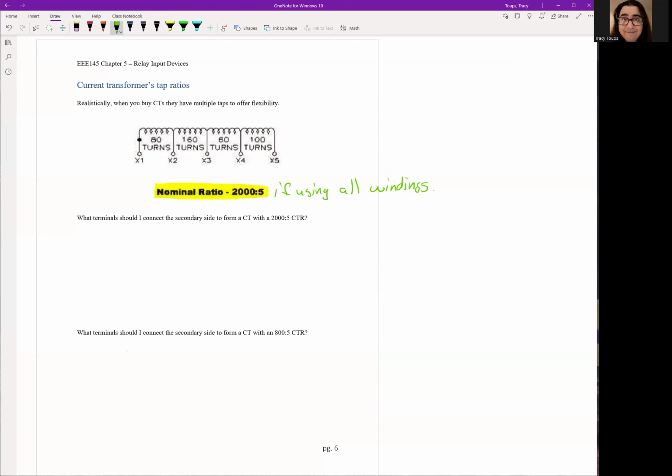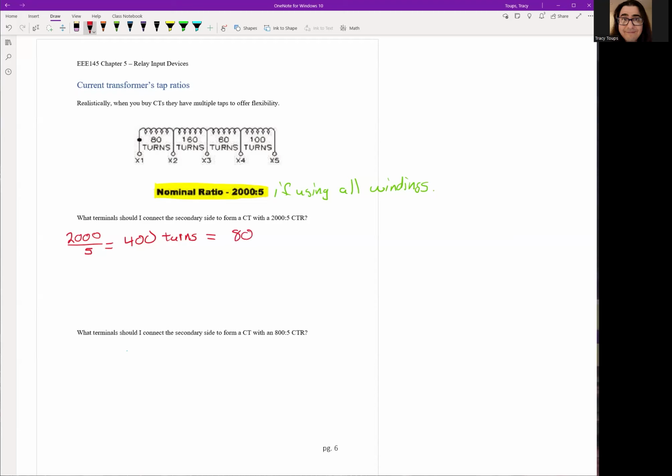Okay. Now, what do I mean by using all the windings? Let's find out. What terminals should I connect the secondary side to form a CT with a 2005 ratio? Right, so here, I want 2005. Now, if I number crunch this, it is 400 turns. So I've got to look at this, and between X1 and X2, there are 80 turns. X2 to X3, there are 160 turns. So how many of these turns do I need to eventually make 400?